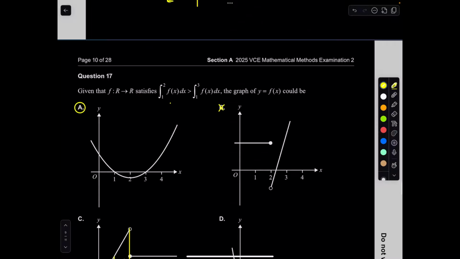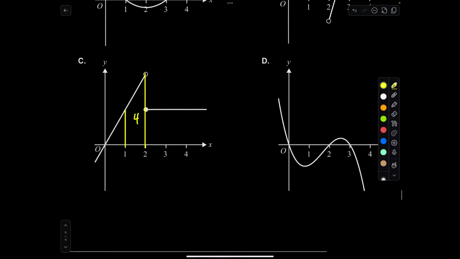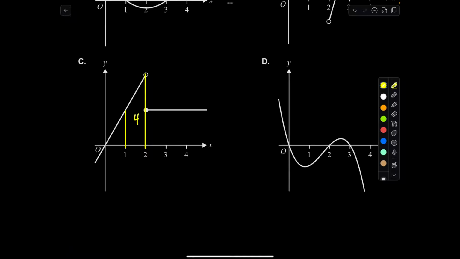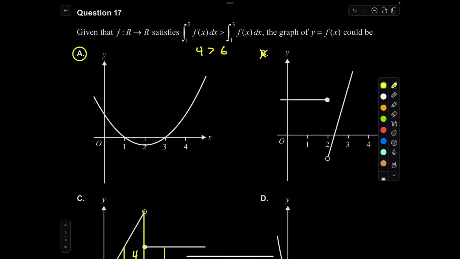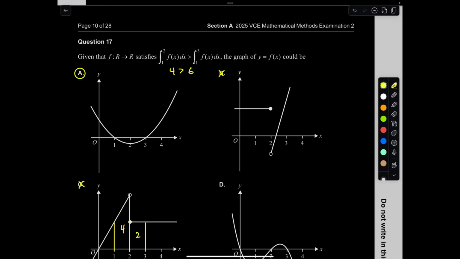So is 4 greater than 1 to 3? Okay, so 1 all the way to 3. No, this is rubbish. Imagine just adding all these areas up. That's 6. Is 4 greater than 6? No, it's not. Straight away, C is rubbish too. Very, very easy. You see how these questions are quite easy?